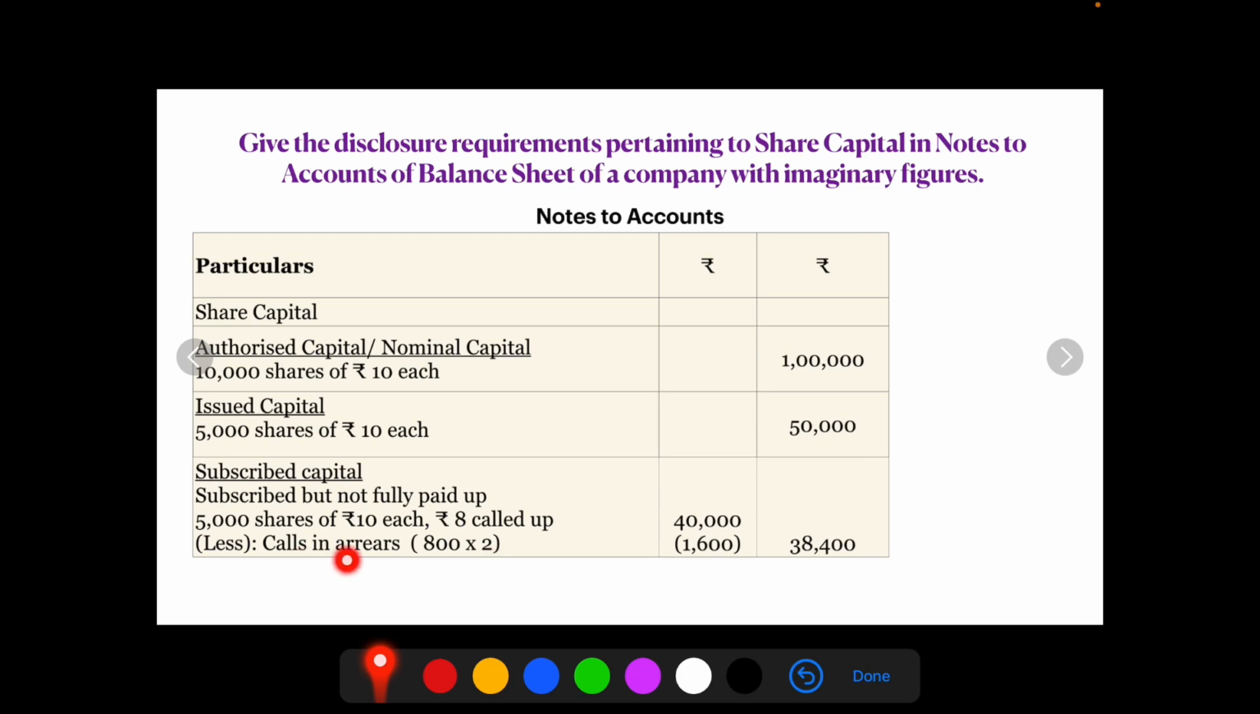We call this calls in arrears. Any calls in arrears money has to be reduced. So we will consider it as 1,600. The calls in arrears amount being reduced, the final answer that we are going to get is 38,400. So this is the amount that we will be presenting in the balance sheet of a company. So this is with respect to note to accounts for share capital. You need to write it as it is, students. It is just imaginary, and I have given an explanation to the imaginary figures.